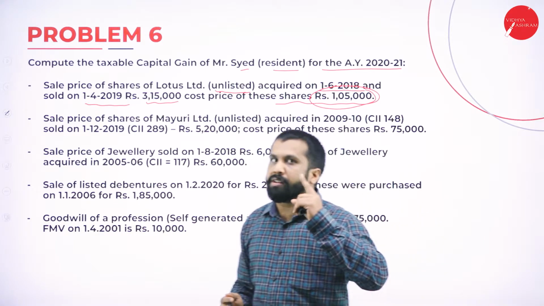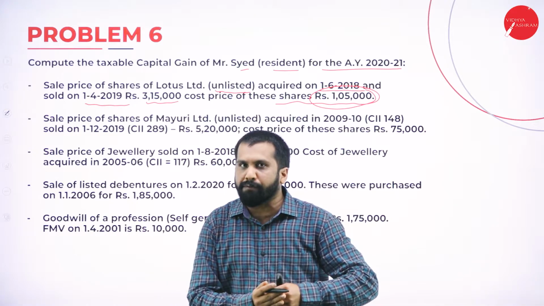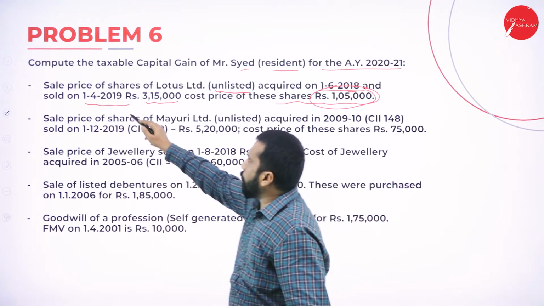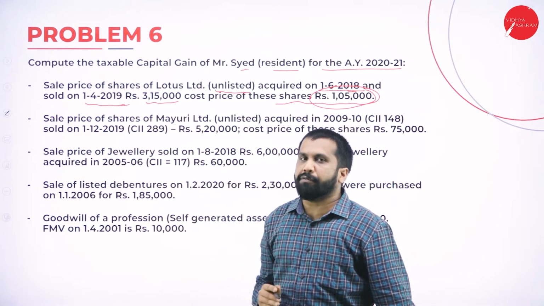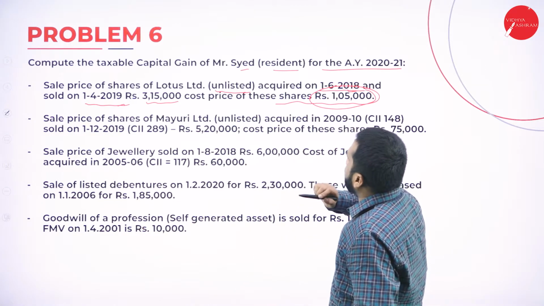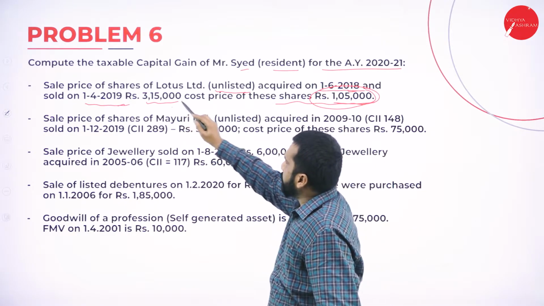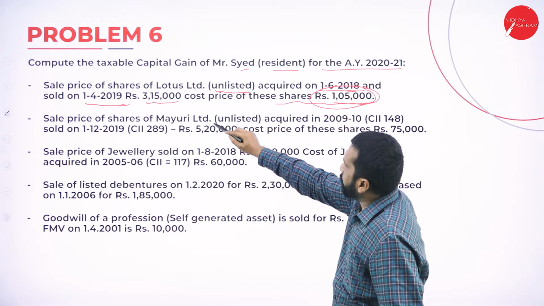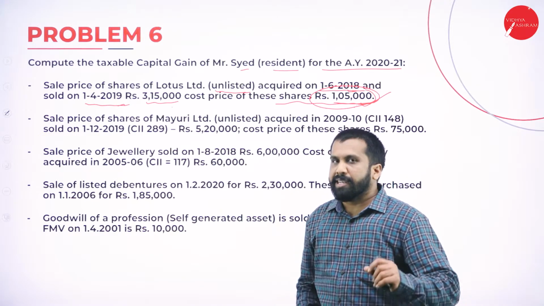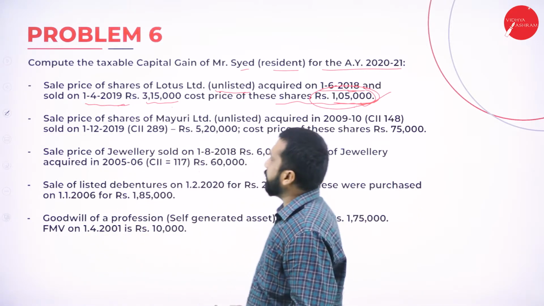Unlisted one, what you have to remember? 24 months. Above 24 months, long term. Below 24 months, short term. Now, bought on 18 and sold on 19. Within 1.5 year, it goes to short term. Selling price minus purchase price, 3,15,000 minus 1,05,000, your problem is done. If it is a short term, it is easy. No indexation, nothing. Easy to calculate.